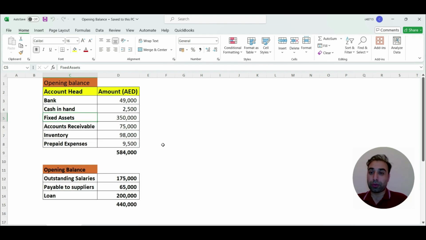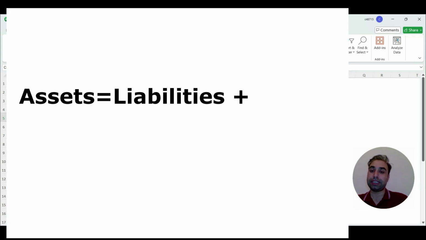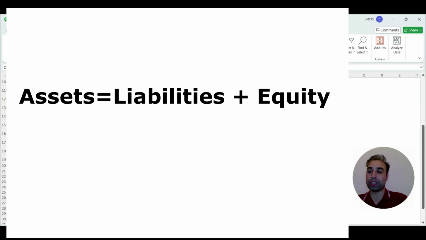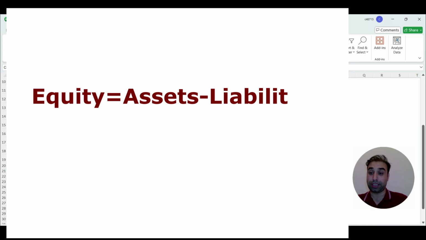Before proceeding to the journal entries, we already know that there is one equation which we call the accounting equation. The accounting equation says that assets is equal to liabilities plus equity, and if we rearrange this equation, equity is equal to assets minus liabilities.